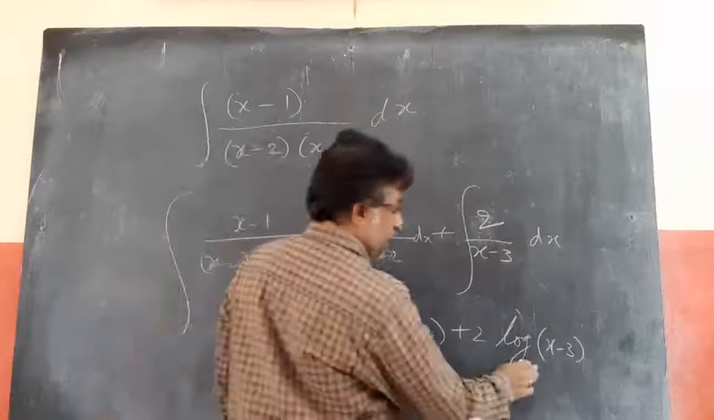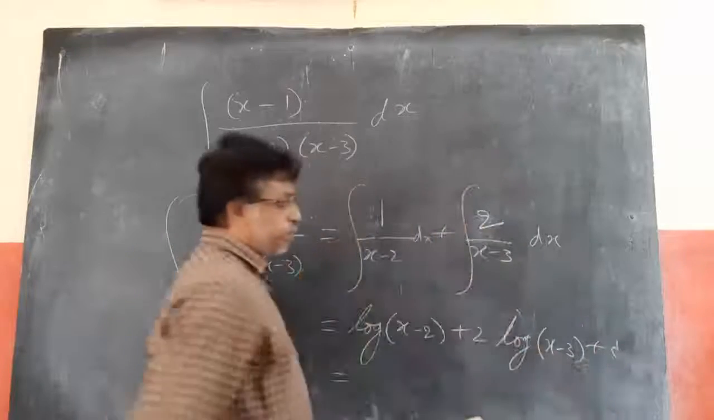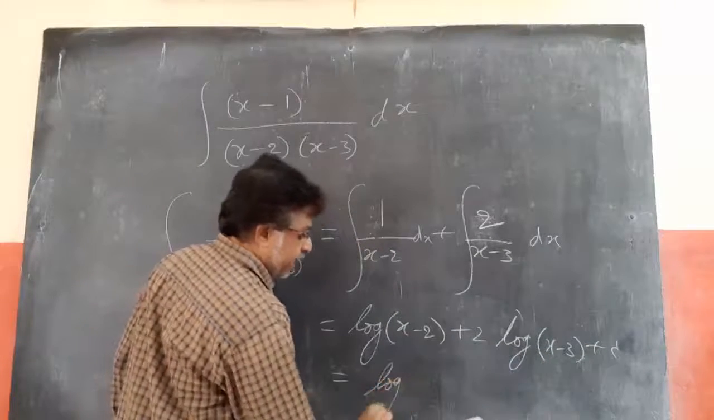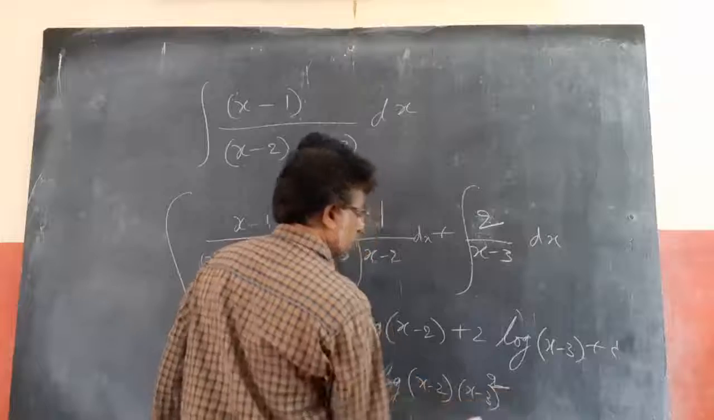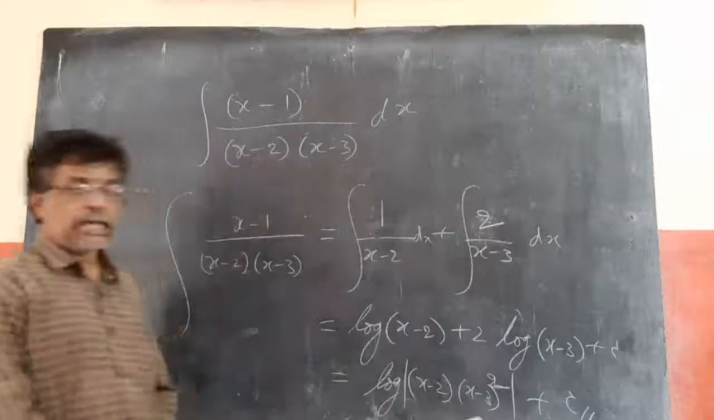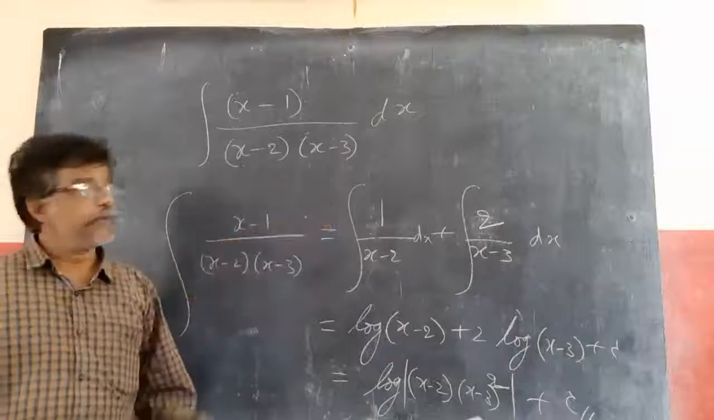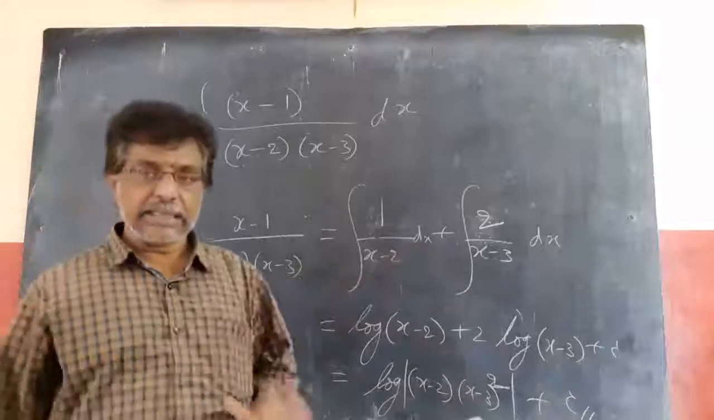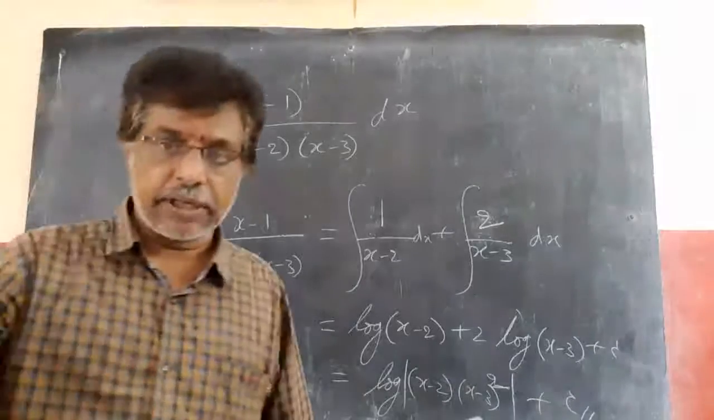So, this is m log a, log of a power m. I can simplify, or you can leave it here, 100% you can leave it here. If you simplify, this is log of a power m. Again, log a plus log b, log of a into b, means (x minus 2) into (x minus 3) whole square, plus C. Like this, you can use the partial fractions to integrate these type of functions. So whenever you find this type, which you can split into partial fractions, then integrating will be very easy for you.